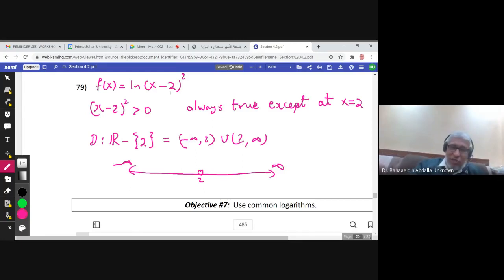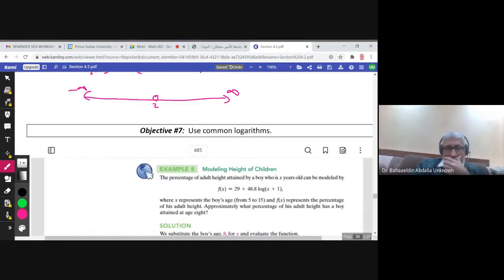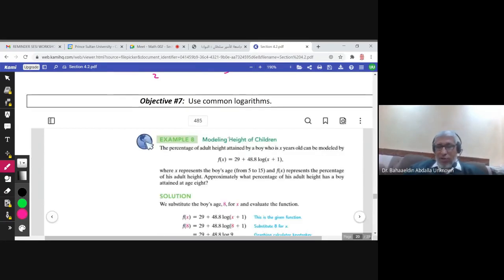Okay, so pay attention to this question. Let us use common logarithms. There are logarithms that we call common logarithms. Common logarithms means base 10. So if we have log x to the base 10, this is called common logarithm, and we write it log x. So we don't write the base if the base is 10.